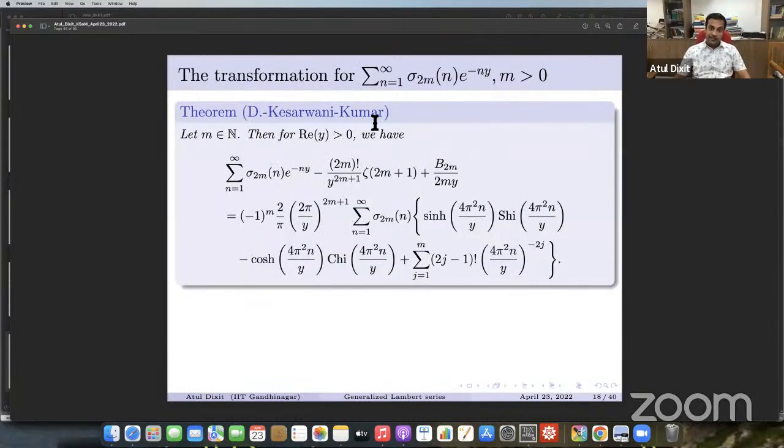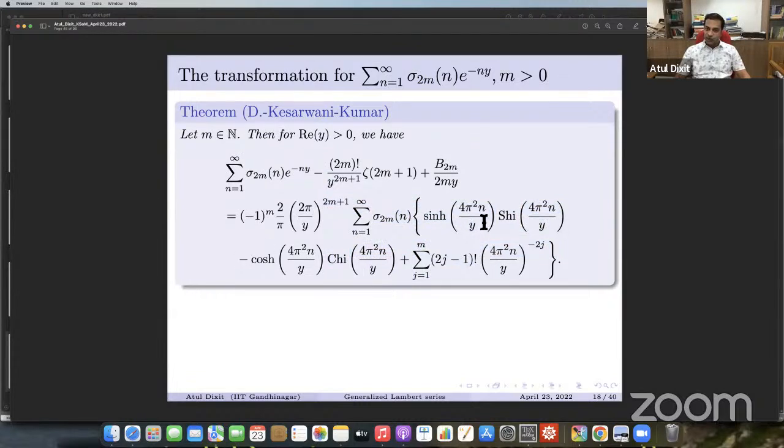So here is the result when we have A to be a positive even integer, which was not known before. What happens is that on the left-hand side, of course, we know this will be the series. What happens on the right-hand side is this one.